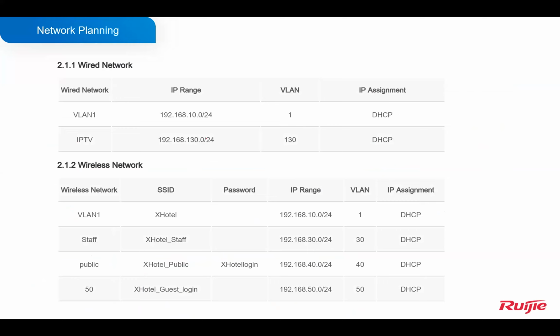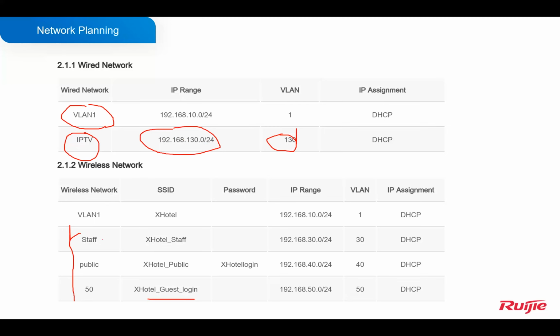And here is the networking plan. For the networking plan, we also introduce the wired network and the wireless network. Except for the default VLAN information, we create the IPTV VLAN. For the IPTV VLAN, we use the IP range 192.168.130.0, and the VLAN ID is 130. For the wireless network, we provide different SSIDs to access, for example staff, public, and guest.